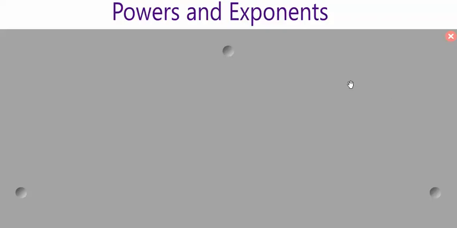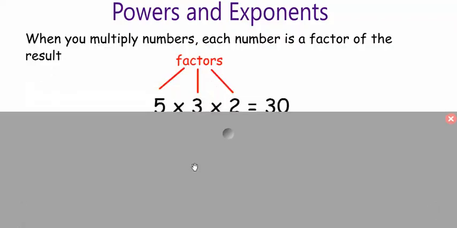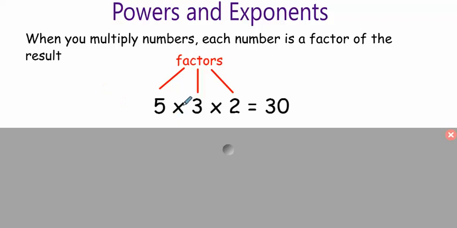All right, we're going to do a quick video on powers and exponents. So let's just review a little bit. Let's review what factors are. Factors are the numbers that you multiply together to get an answer. So if I'm looking at 30, all of these numbers are factors of 30. 5 times 3 times 2 is 30. Okay, so they are factors of 30.